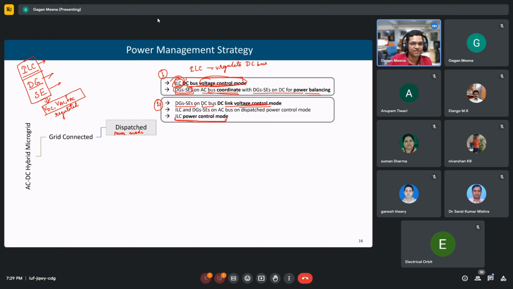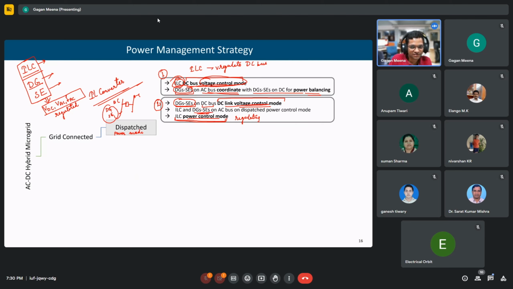Yeah. Second is this. If the interlinking converter works in power control, that means it is regulating the power. Then the distributed generator and storage on the DC bus will regulate the voltage on the DC bus. This is the DC bus, this is the AC bus, and in between we have the converter. So the generator and storage here will together regulate the DC bus voltage.